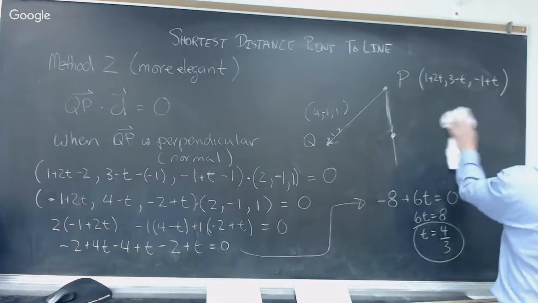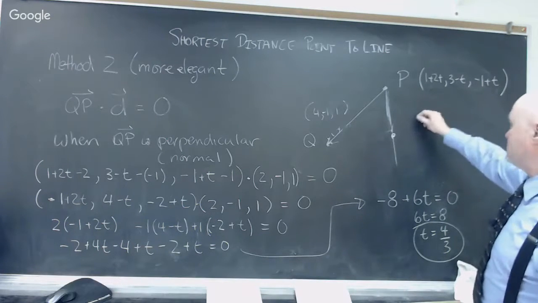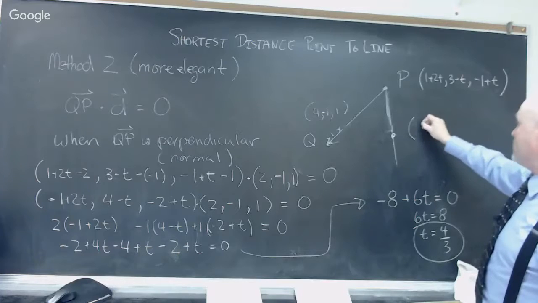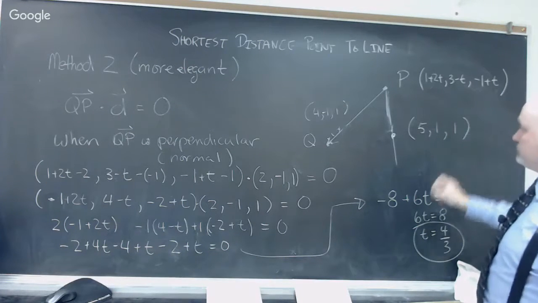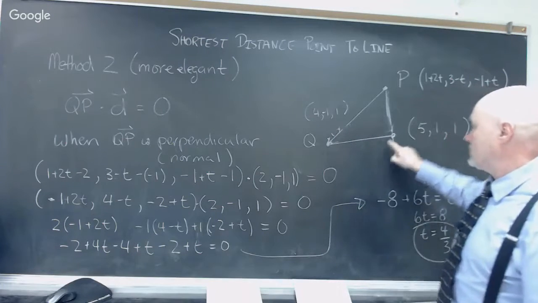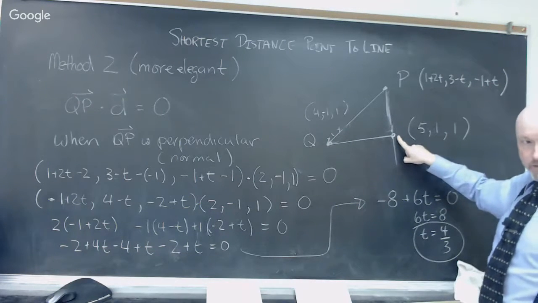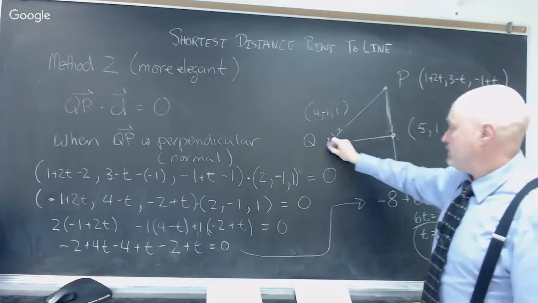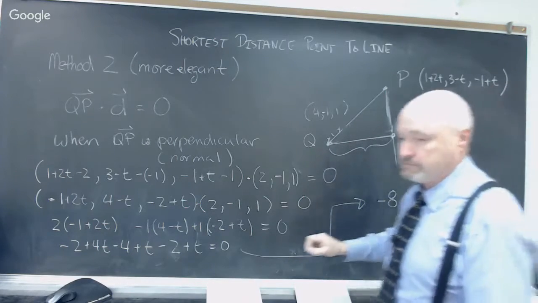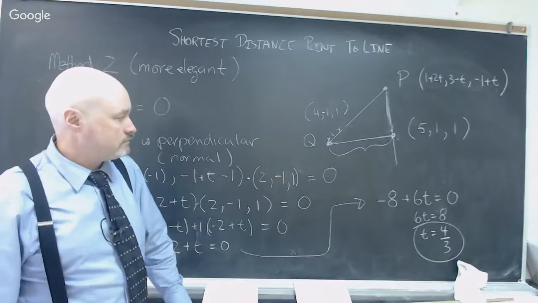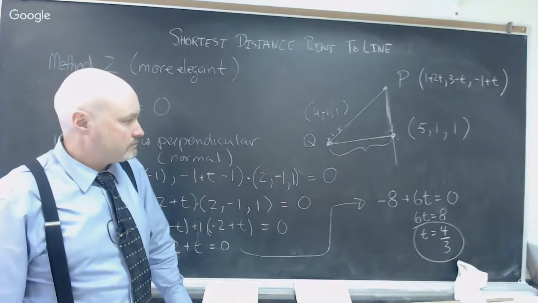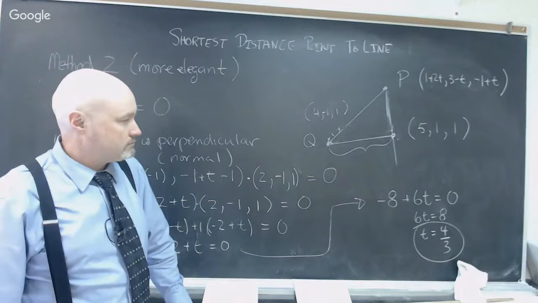And that would be telling me exactly what P was. And so P probably winds up being like 5, 1, and 1. So this tells me what my P is. How do I find this distance? Do you want to use the Pythagorean theorem, could you?